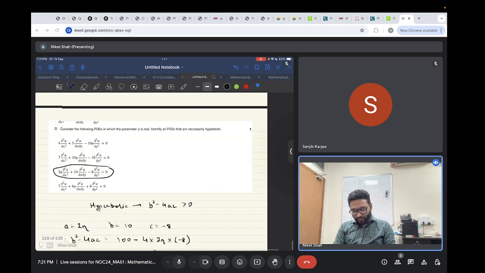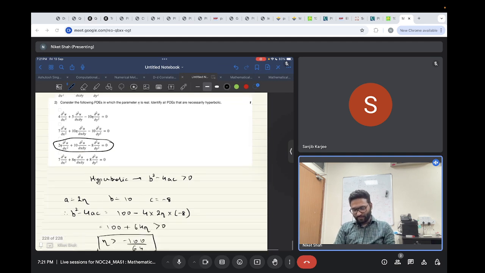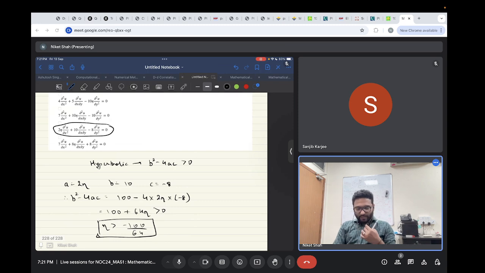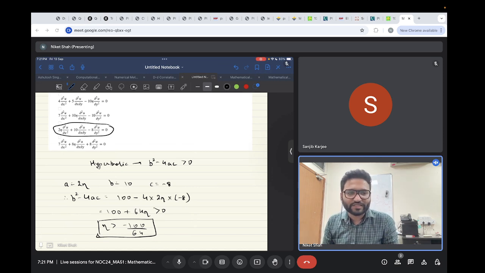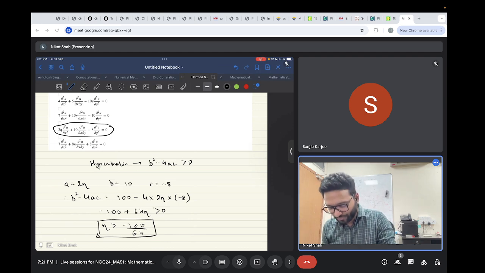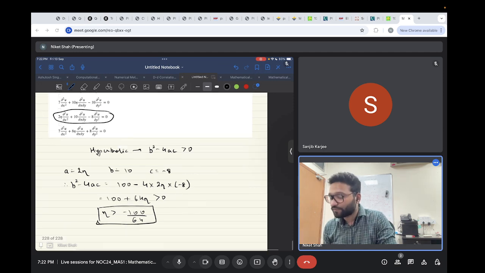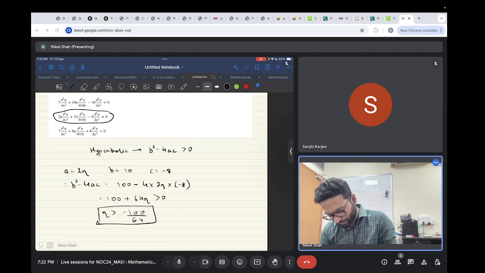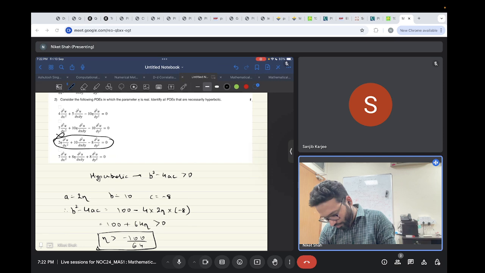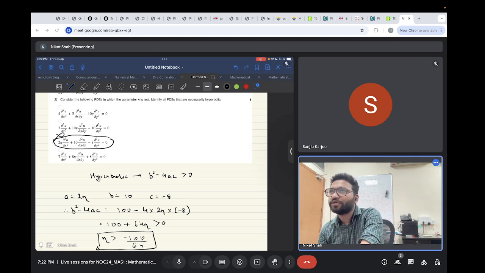But the point being, what has been asked is the PDE has to be necessarily hyperbolic. Here in this case, it's not going to be necessarily hyperbolic. Eta can be a number lesser than minus 100 by 64 as well. So there is no necessity as such for the PDE to be hyperbolic. So yeah, this does not necessitate. So cross, this one is not necessarily hyperbolic. It can be hyperbolic, but it's not necessarily hyperbolic. That is the difference.